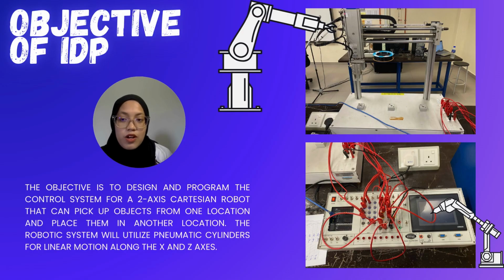Hello, I will present about the objective of the IDP. The objective is to design and program the control system for a two-axis Cartesian robot that can pick up objects from one location and place them in another location. The robotic system will utilize pneumatic cylinders for linear motion along the X and Z axis.